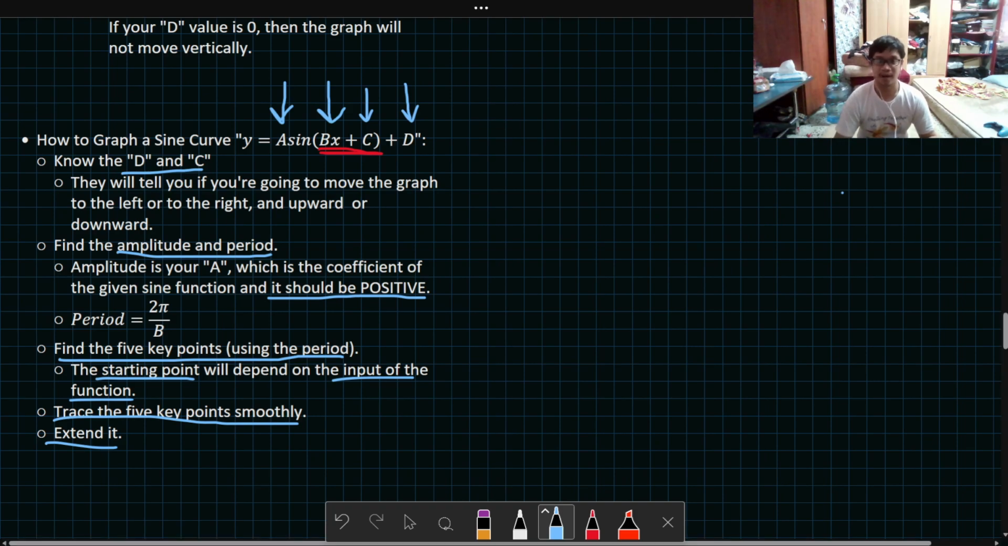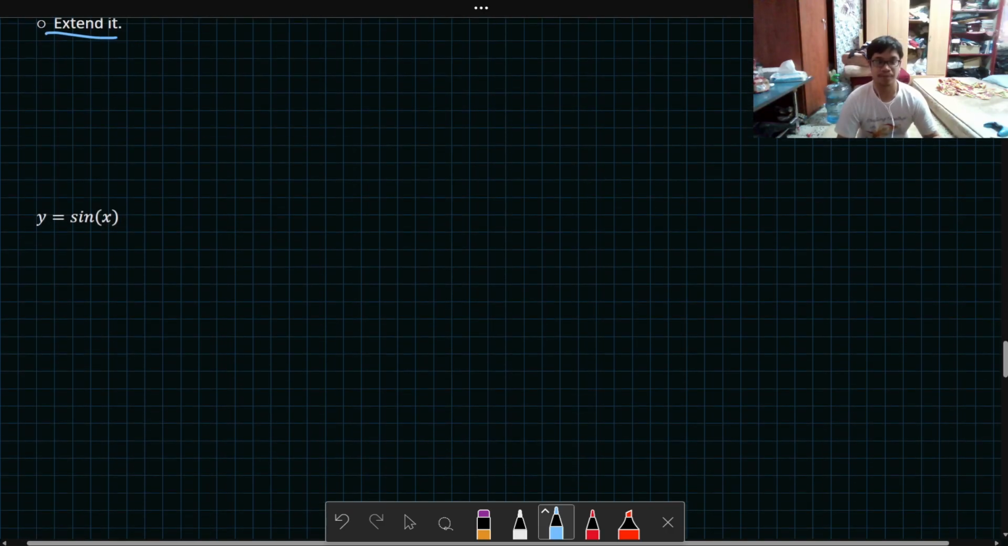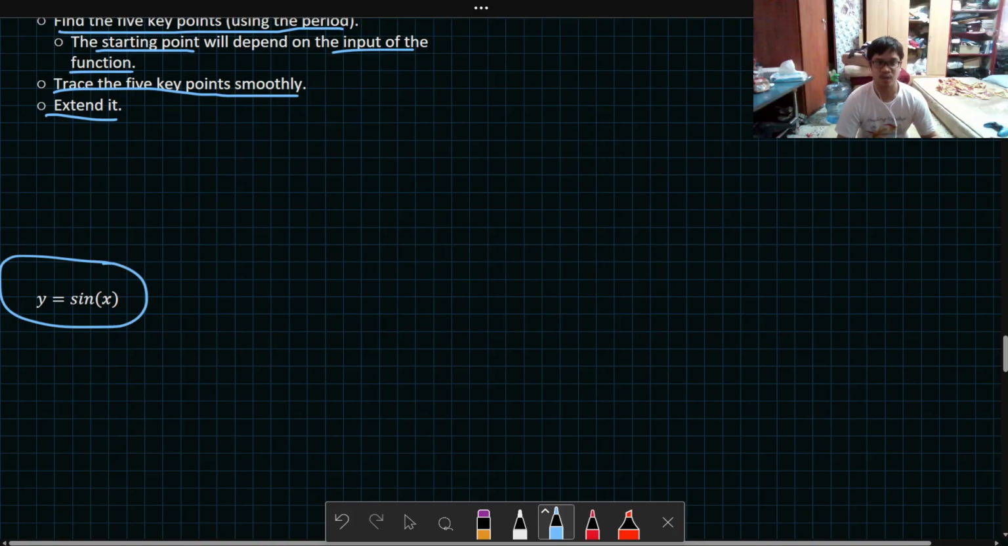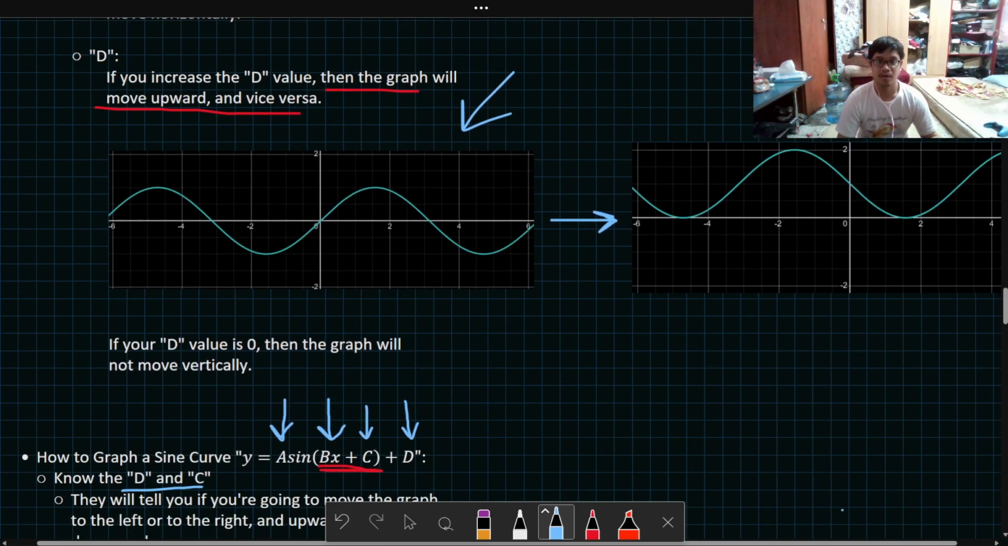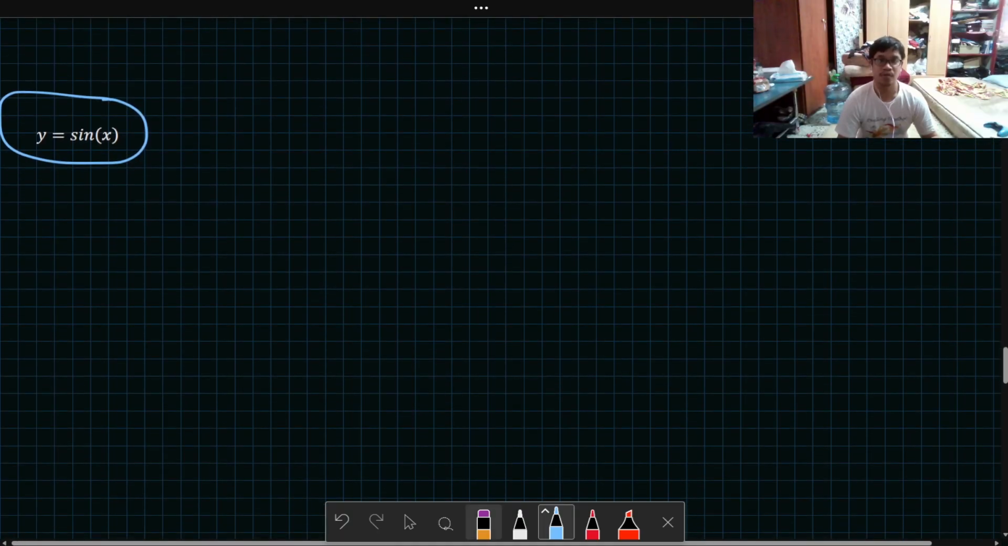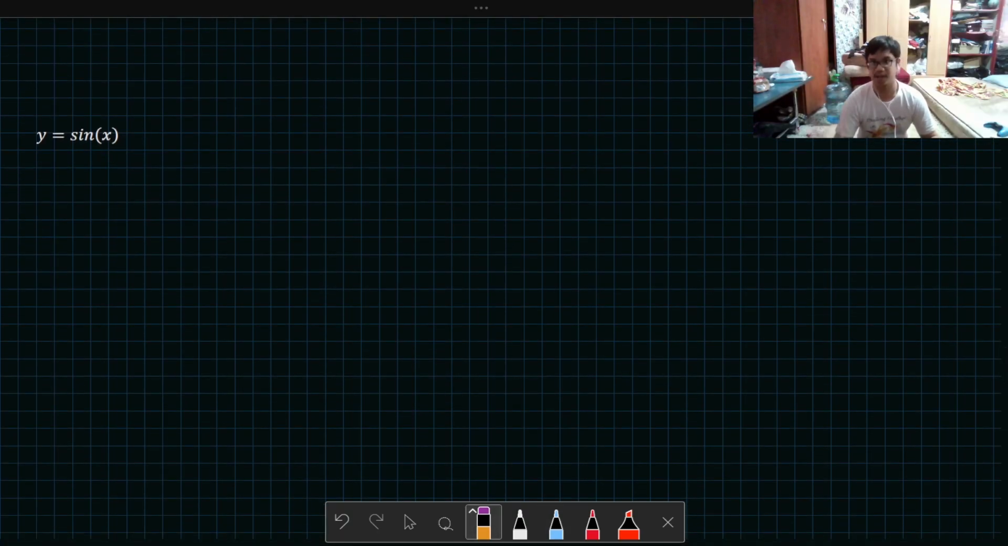So let's try that. Let's try the original function, this one. Like we know what sine x would look like, which is this one, right? So how are we going to graph it out? Just in case, let's apply the steps that I have introduced to you.